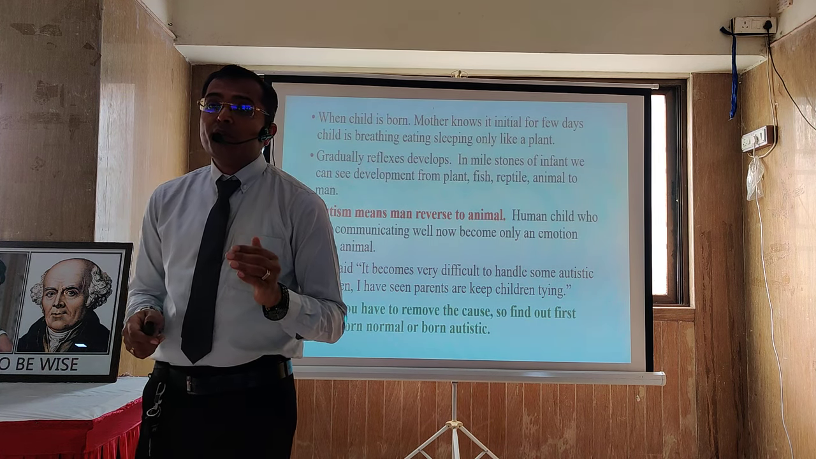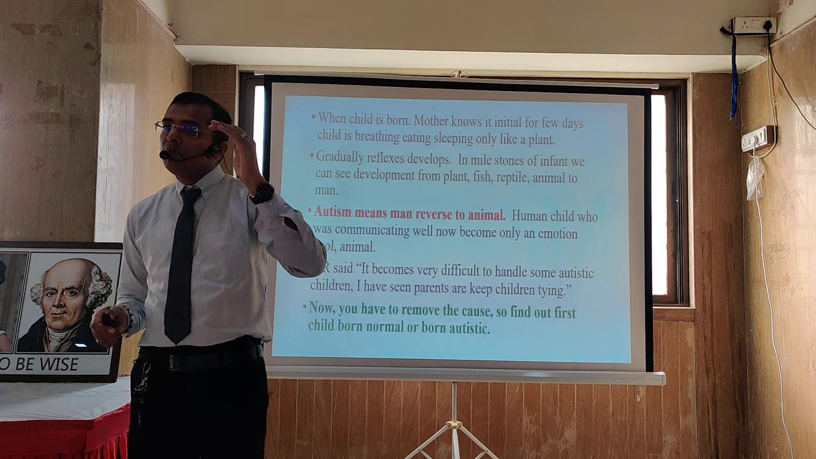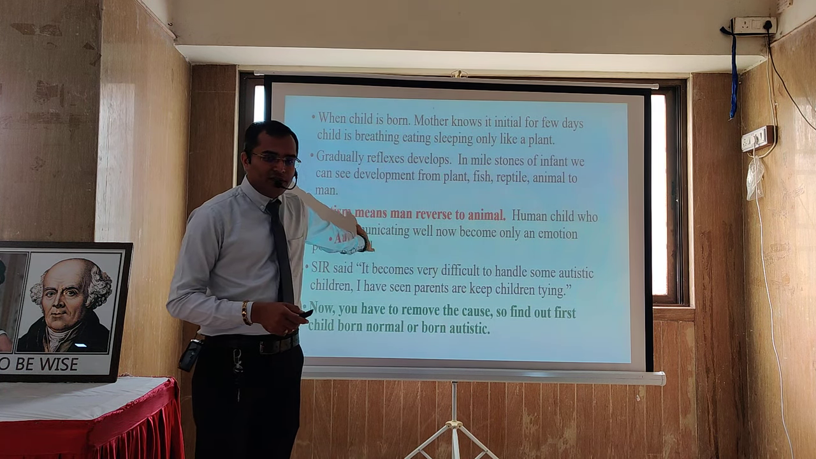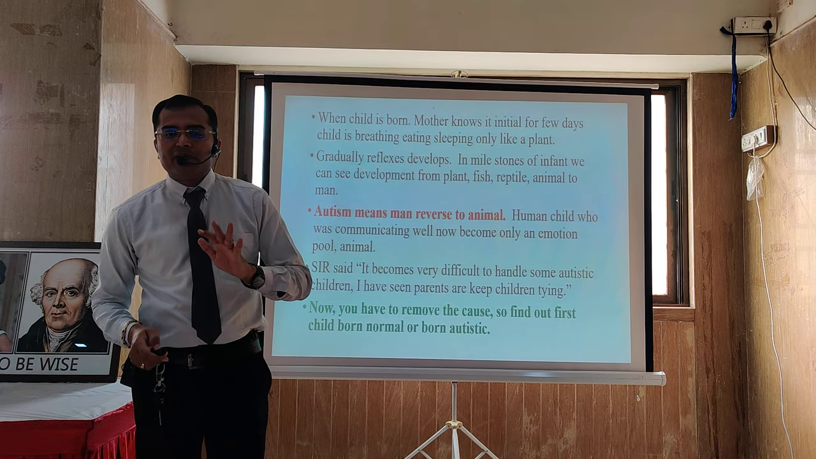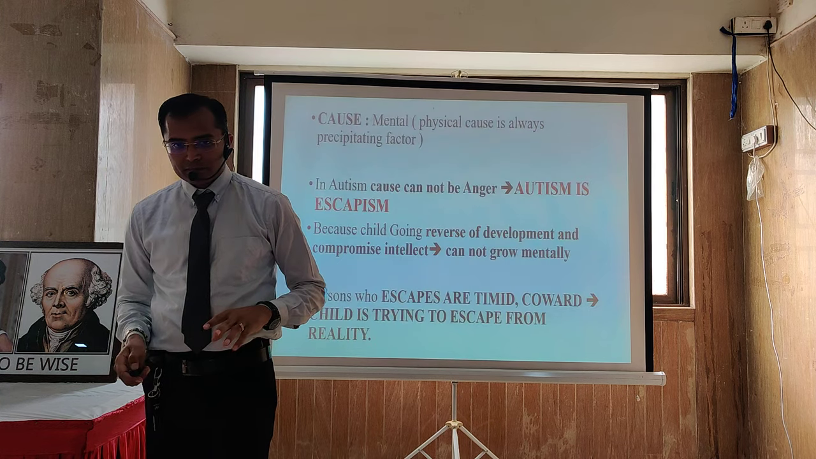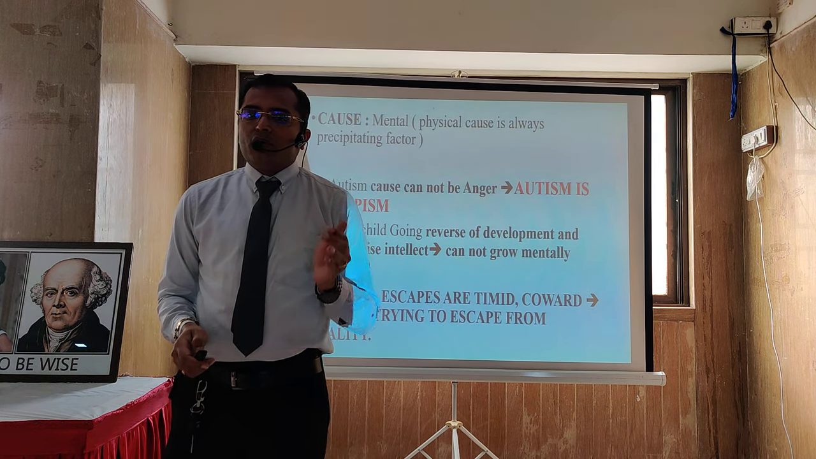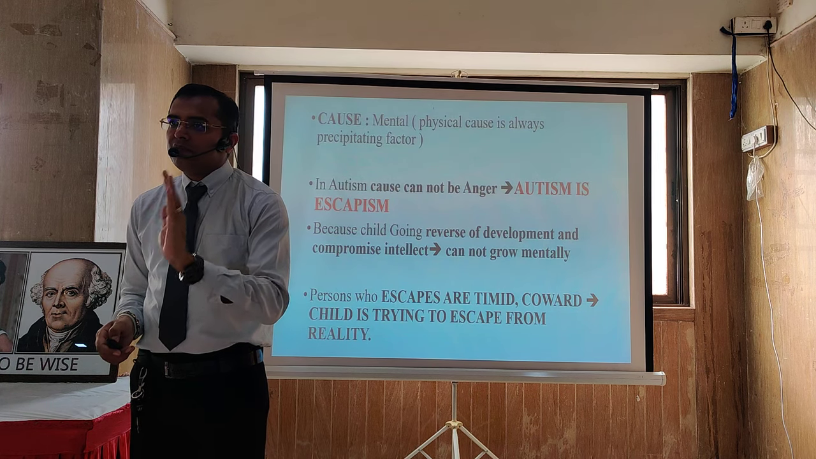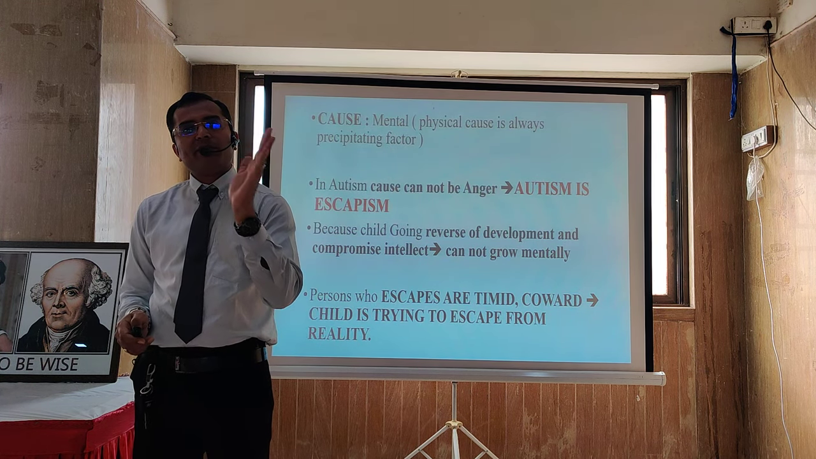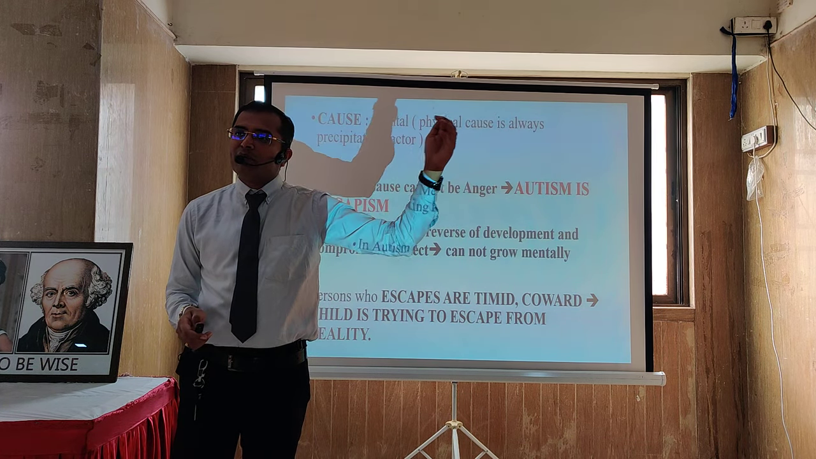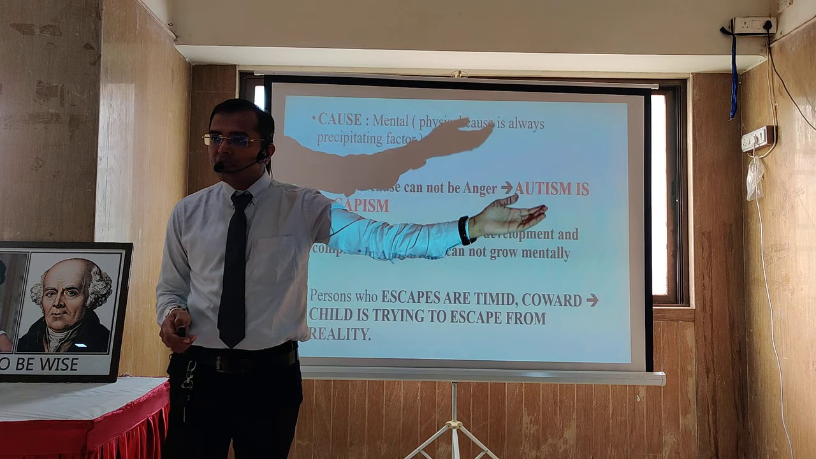So now you have to remove the cause. What do you have to do? Remove the cause. Why did this child become an animal from a human? So find out whether the child was born normal or born autistic. Two things. The cause is mostly a mental cause. The physical cause is always a precipitating factor. For example, vaccination is a precipitating factor, but before that there is a weakness carried forward from the mother. So the mental cause is the only cause.